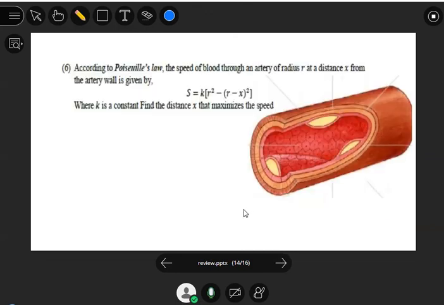Okay, I am not supposed to discuss problem 5 because we have already discussed problem 5 in our class. Then let's move to our 6th problem.